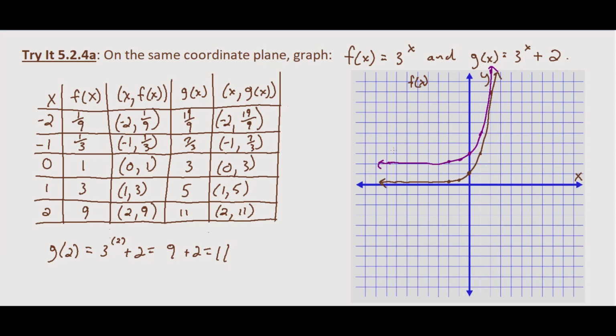So as you can see, what happened to the graph of f of x when we added 2 to the entire function? It just shifted everything up 2 units. So remember, with horizontal shifts, it's going to be what's being added or subtracted to x. If it's being subtracted, we move that many units to the right. If it's being added, we move that many units to the left. When something's being added or subtracted to the entire function, it shifts it vertically up or down, but in the same direction as the sign. In this case, we were adding 2 to f of x. G of x equals 3 to the x plus 2. So everything shifted up 2 units.